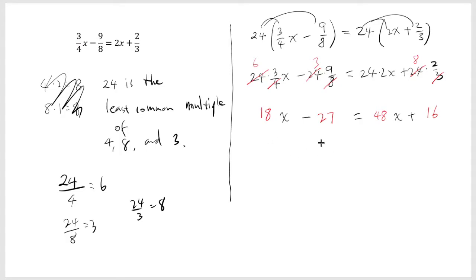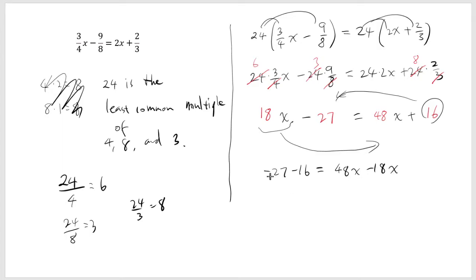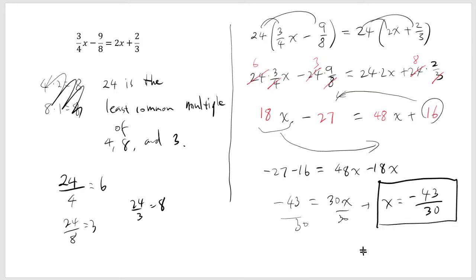All right. Now let's use that same trick again. I'll move this term to the right and this term to the left. Remember, the sign has to change. Plus 16 now becomes negative 16. Negative 27 minus 16 equals 48x minus 18x. This would be negative 43. This would be 30x. And then dividing by 30 on both sides will give you x equals negative 43 over 30. Okay, so that's the answer.